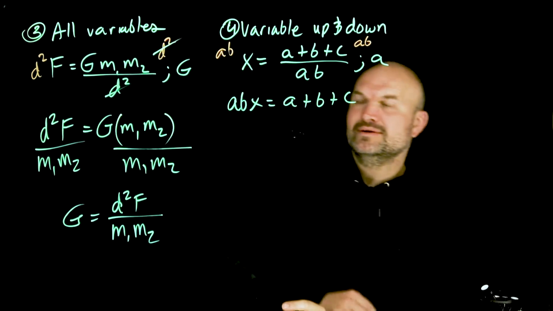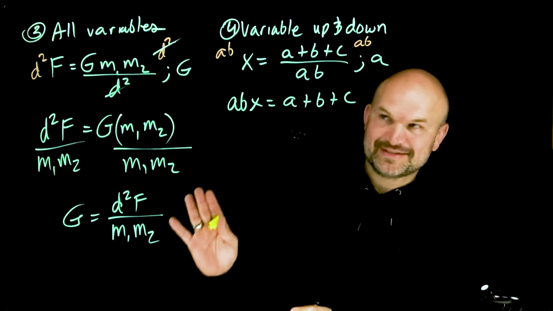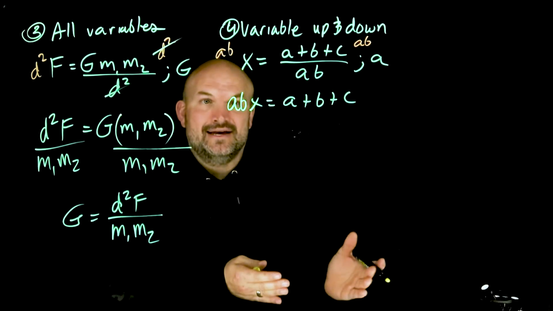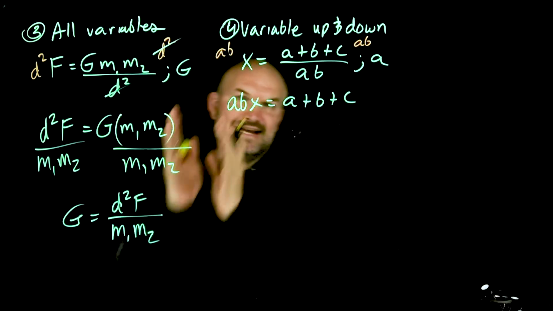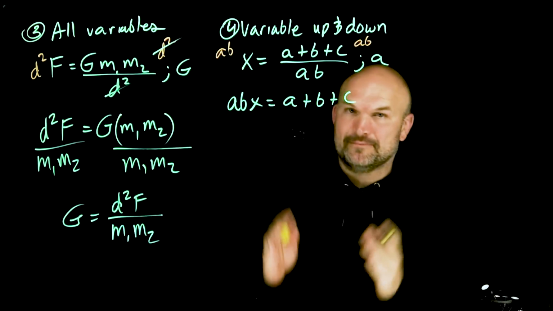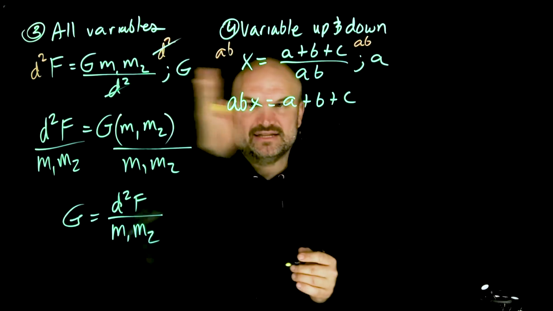Okay, so now I got the variable off the denominator. That's good. But I still need to solve for a. And unfortunately, I still have two a's. If you see, I've got to get the a's over to the same side, right? If I'm going to combine them or factor them out, they at least got to be over on the same side. So let's subtract the a over.